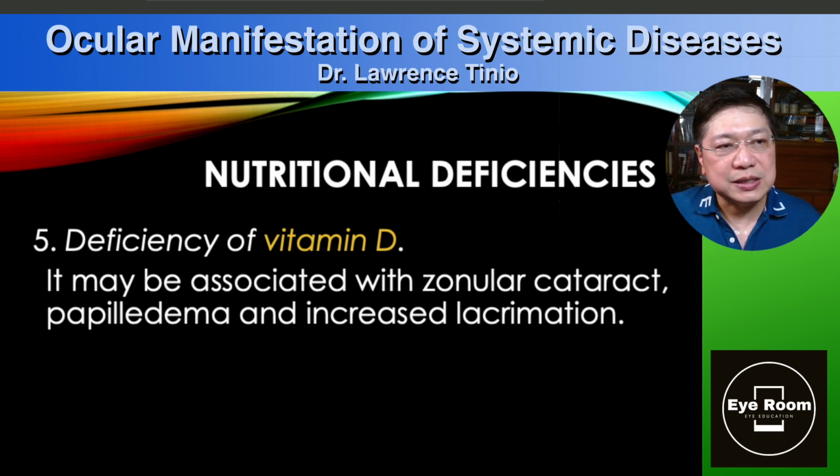Now, in vitamin D deficiency, you may have problems such as cataract formation in the zonular area. You can have papilledema or the swelling of the optic nerve or optic disc, and there is increased lacrimation. Your patient is almost always tearing, their eyes are always watery.